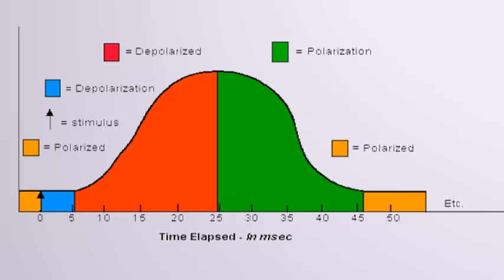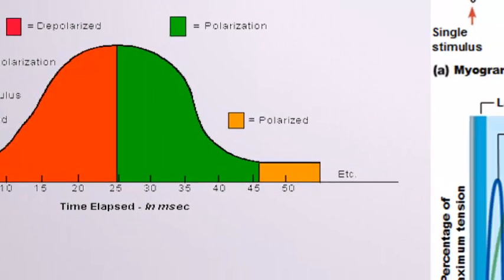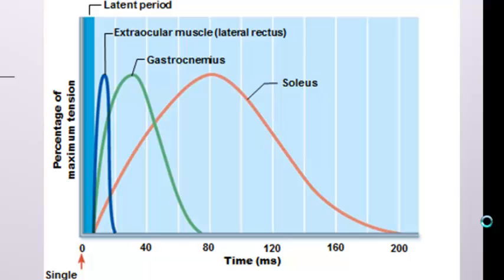The only thing that I would identify differently from this diagram is the realization that what is in green here is repolarization occurring. And finally, notice that depending upon the muscle cell, the duration of the twitch will differ. The smaller the motor neuron is, the shorter the contraction phase will be.